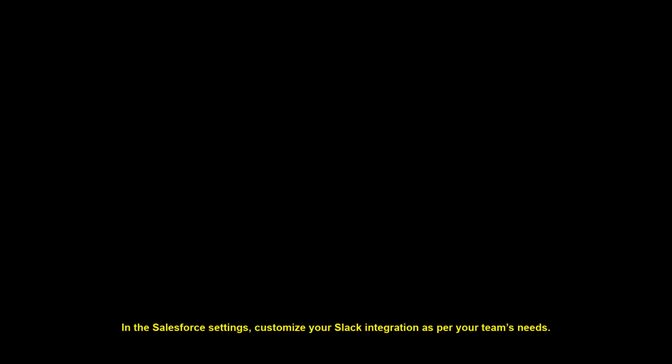In the Salesforce settings, customize your Slack integration as per your team's needs. You can set up alerts and notifications from Salesforce to be sent to specific Slack channels. Specify which Salesforce objects you want to be synchronized with Slack. Ensure you save your configuration after making changes.